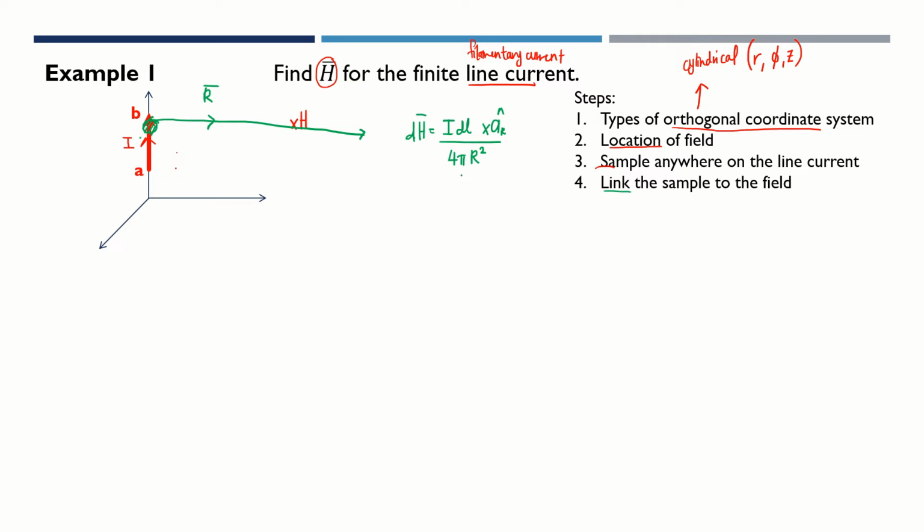Now you have to identify the I dl first. To identify your I dl, you need to know the distance. So now let's assume the distance of this H field to this X and Y axis.